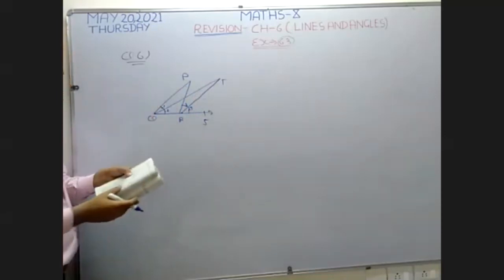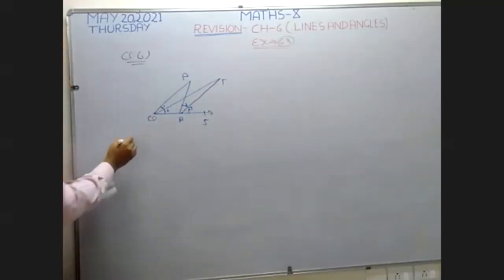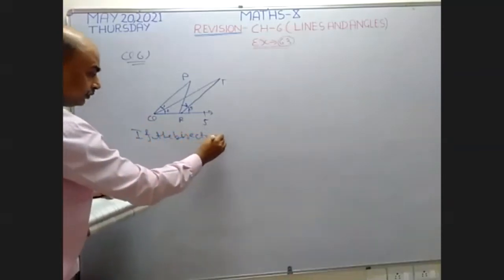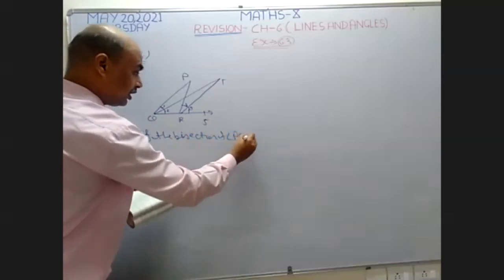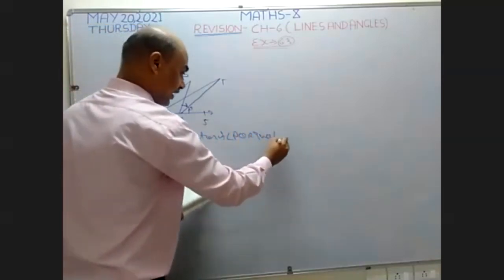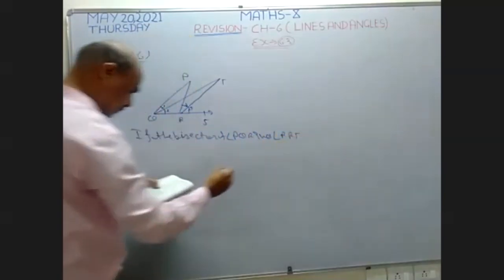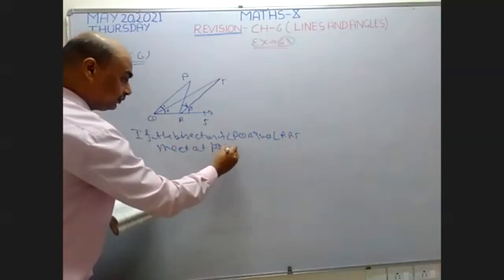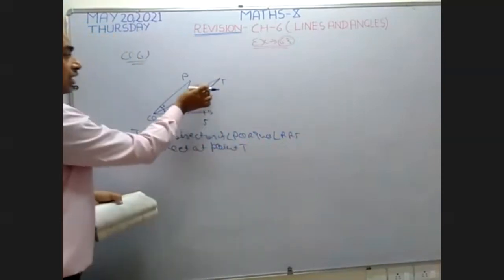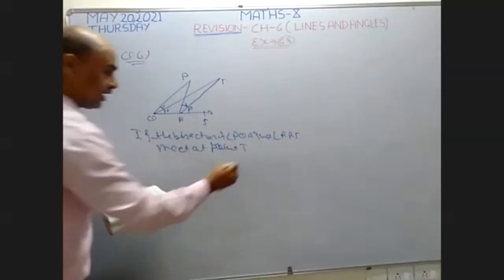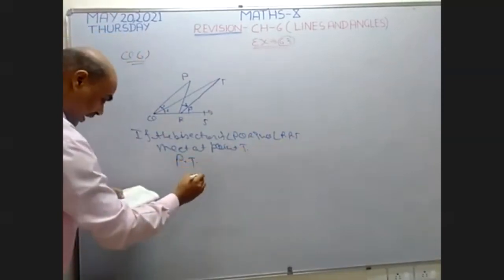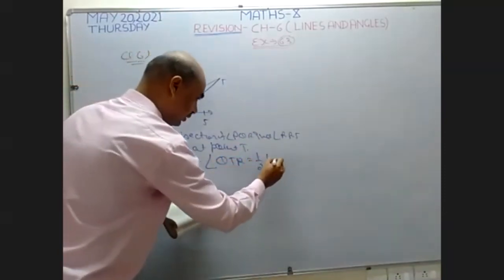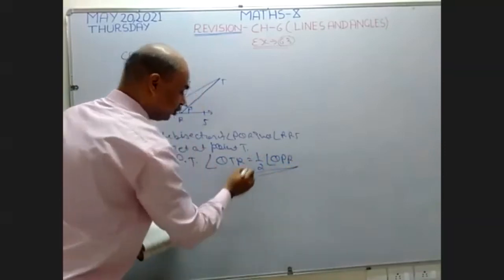It is given. Okay, I want to write it again. If the bisector of angle PQR and angle PRS meet at point T. They are going to meet at point T. Okay, these two are the bisectors of these given two angles. Then prove that angle QTR is equal to half angle QPR. Okay, I want to prove this question.